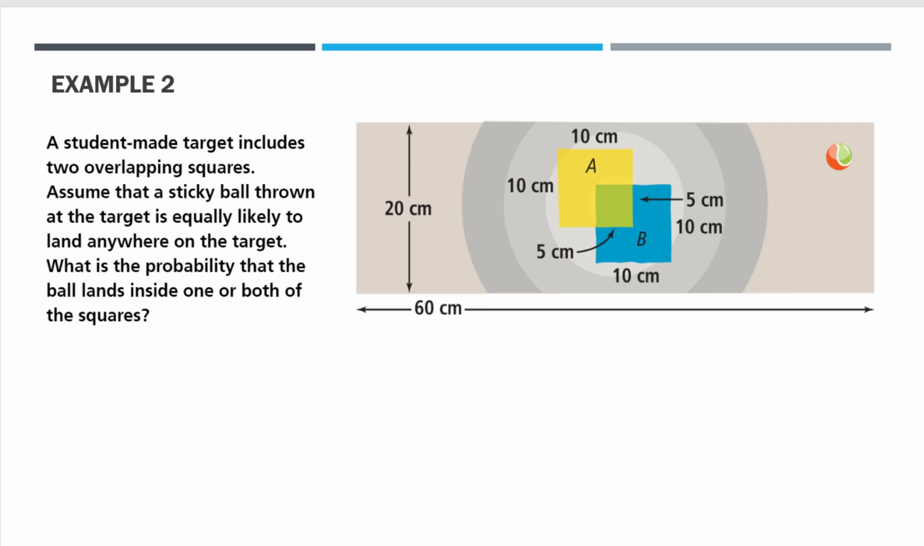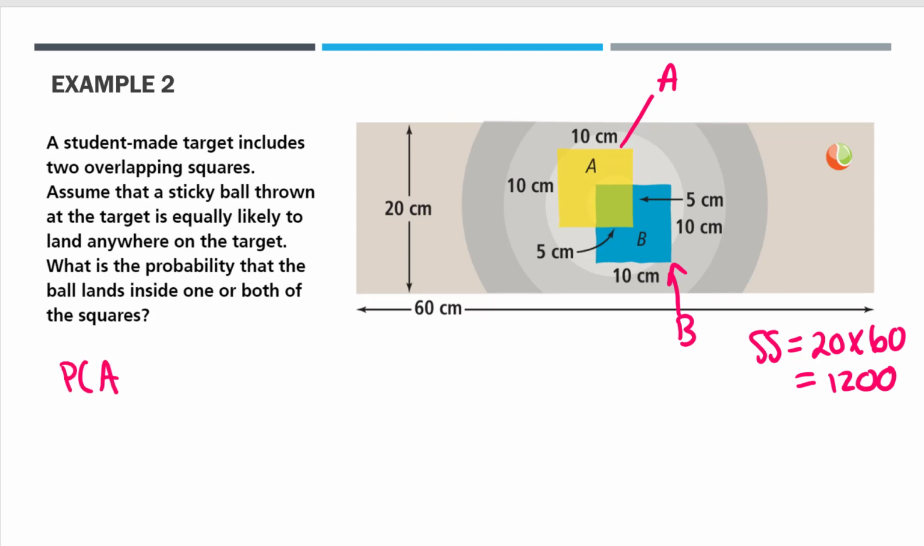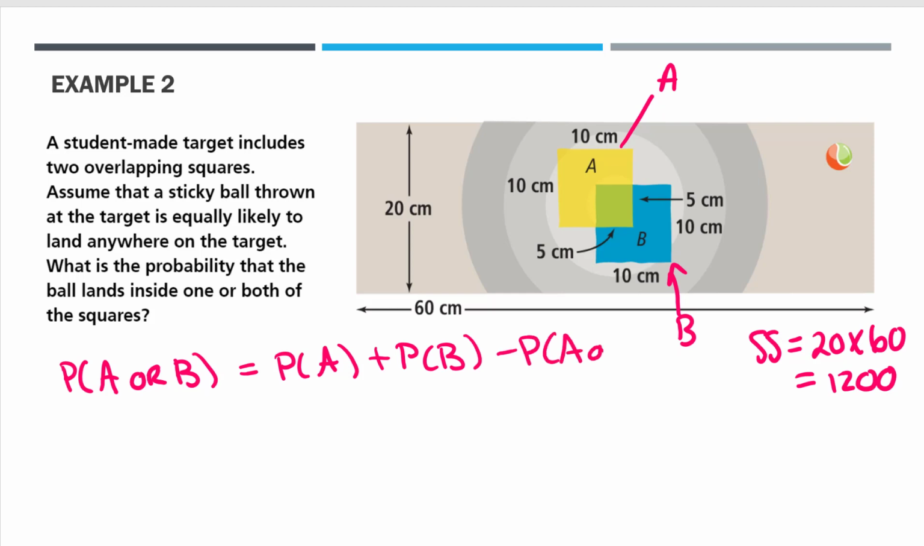So imagine these squares as our events and the big rectangle as our sample space. So our sample space would be 20 times 60 because we're talking about area. So that's 1,200. That's the total possible area. I'm going to say that the yellow is event A and the blue is event B. So the probability that A or B is equal to the probability of A plus the probability of B minus any of that overlapping, A and B.